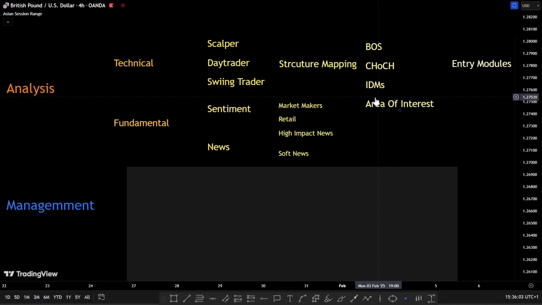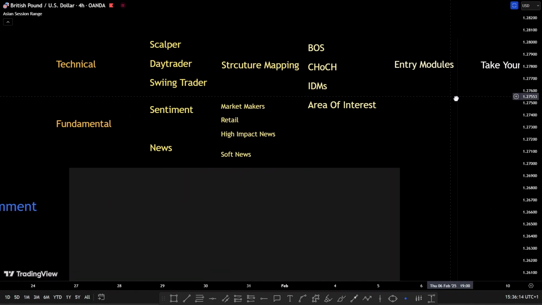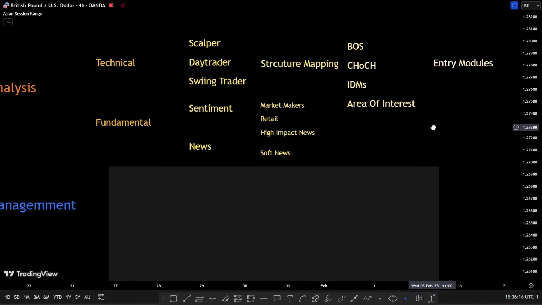If the market comes back to that level, you just need to wait for the market to give you an entry confirmation, and if you use one of the entry modules, then you can definitely take your trade. So this is it for the technical analysis. This is typically how the technical analysis works. You just need to identify your trading style and your time frames, then make your structure mapping by identifying all of these things, and then make your entry.